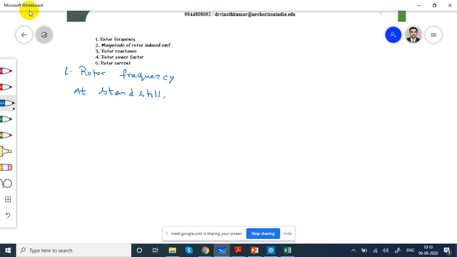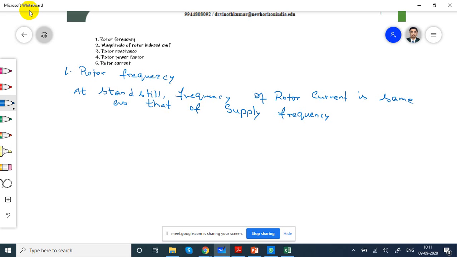So at standstill condition, the frequency of rotor current is the same as that of supply frequency, that is Ns equal to 120 Fs by P. This is equation 1.